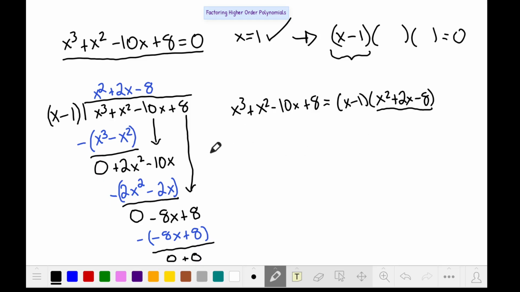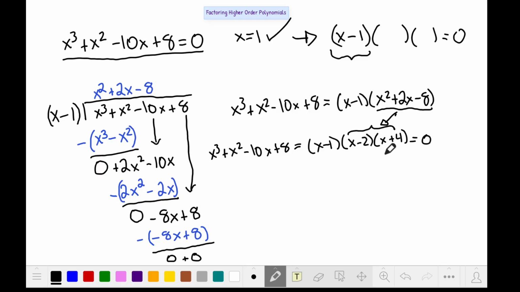So what I can say really quickly is, okay, x cubed plus x squared minus 10x plus 8 actually looks like x minus 1, and then this term right here is going to look like x minus 2, x plus 4. Because x squared plus 2x minus 8 is actually equal to these two factors expanded out. And if you want to practice expansion, you can check it out and see that it's true. And if you want some factoring help, because this didn't quite make sense, I'd recommend checking that advanced algebra video where I cover that in depth.